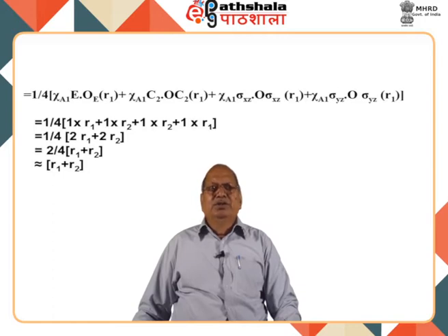So, we take this and now let us write down this result. It is 1 by 4 times 1 into R1 plus 1 into R2 plus 1 into R2 plus 1 into R1, which is equal to 1 by 4 times 2 R1 plus 2 R2, that is 2 by 4 times R1 plus R2. Here the factor 1 by 2 is ignored because we have to normalize this linear combination later on.